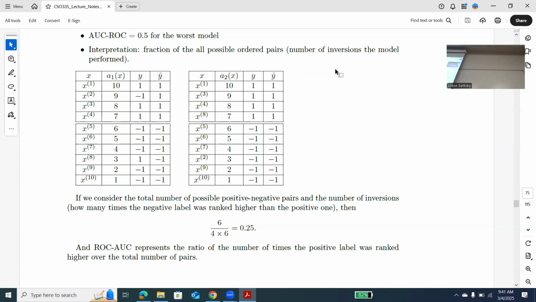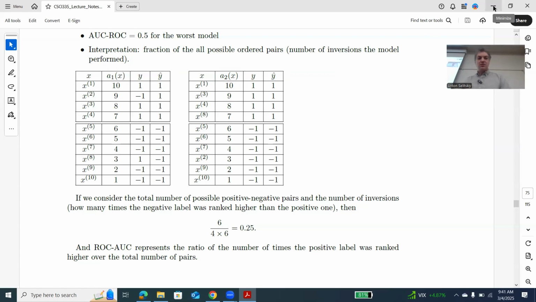kind of the number of mistakes our model performs, the number of inversions we should fix to get the fully correct ranking. Okay, so I just wanted to mention this interpretation. I forgot to mention this last time.